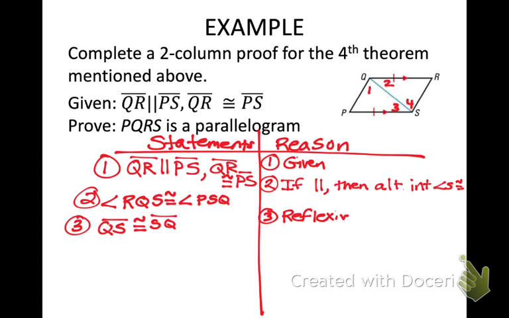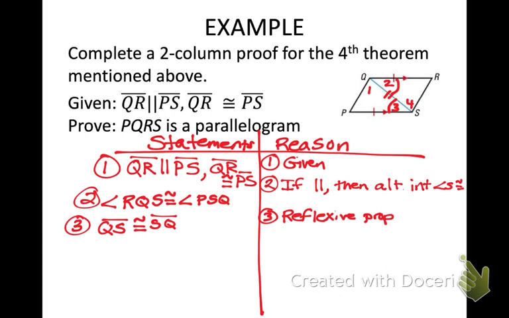So now we have a side congruent to a side. We did an angle congruent to angle, and now we just did a second side congruent to itself. So which theorem tells me that this triangle is congruent to that triangle?